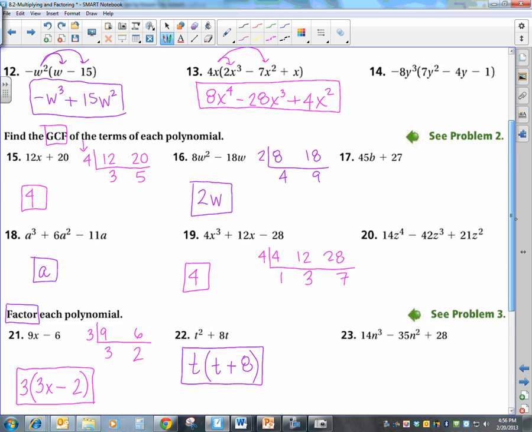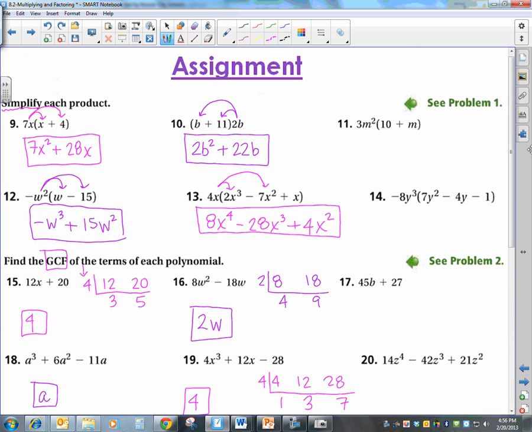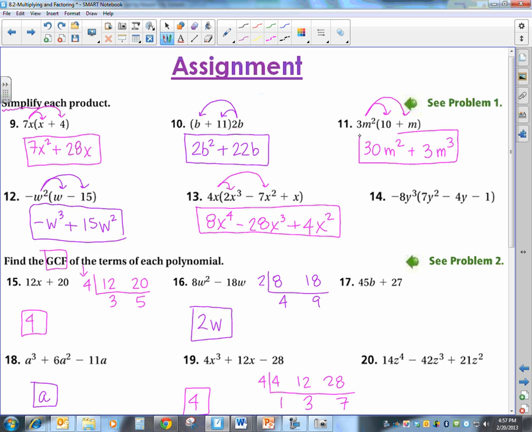All right, last set. Back to distributing. Okay, the directions say to simplify. 3m squared times 10 is going to give me 30m squared plus 3m cubed. Keep in mind you can pause this at any time and try to work the problem yourself and then check yourself.